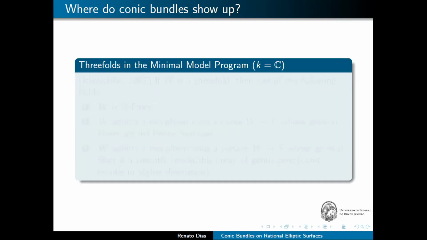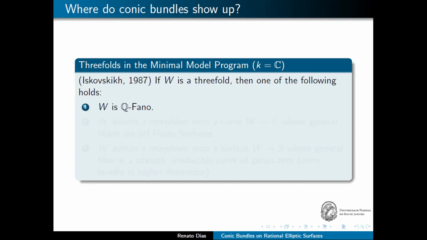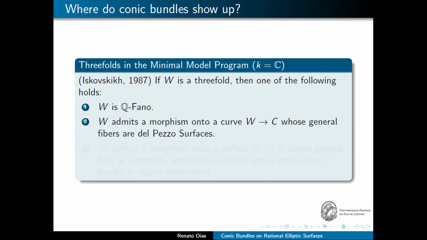Another instance where conic bundles show up is in the minimal model program, in the classification of threefolds. This is also from Iskovskikh in 1987. If W is a threefold, then we have one of the following. W can be a K-trivial one. It can admit a morphism onto a curve whose general fibers are Del Pezzo surfaces. So it's a sort of Del Pezzo fibration or something.